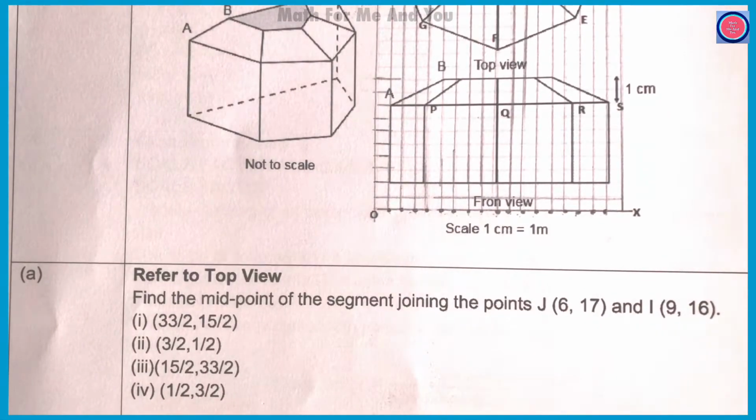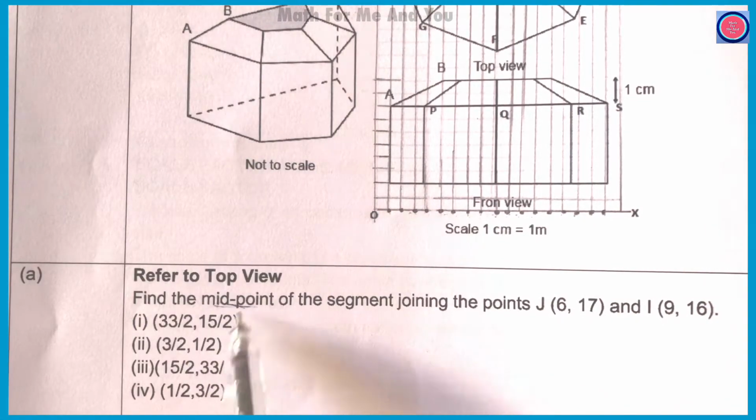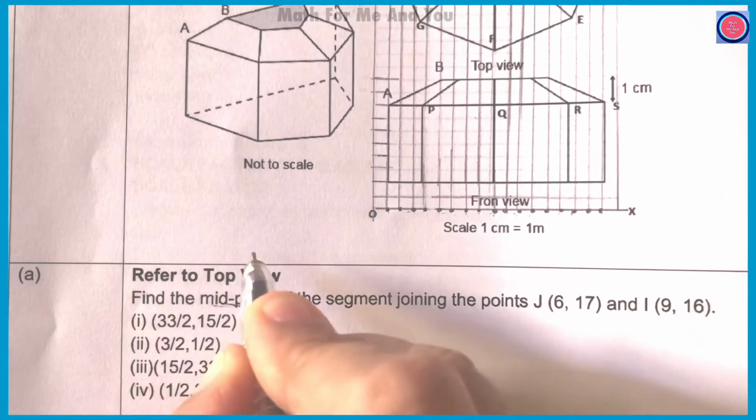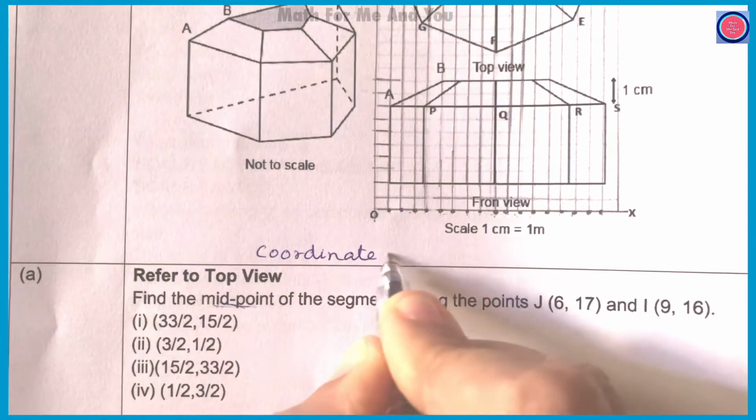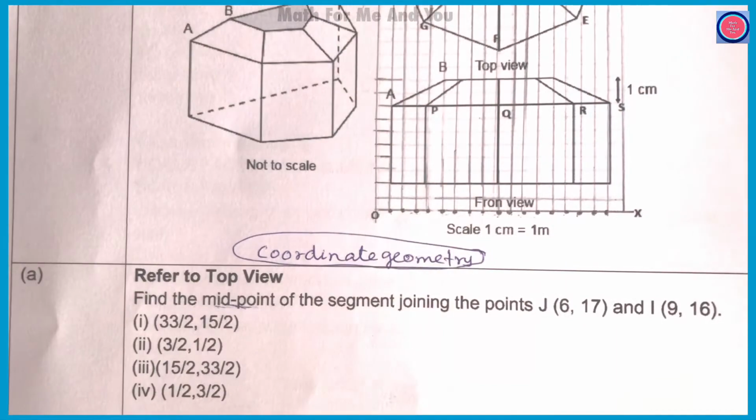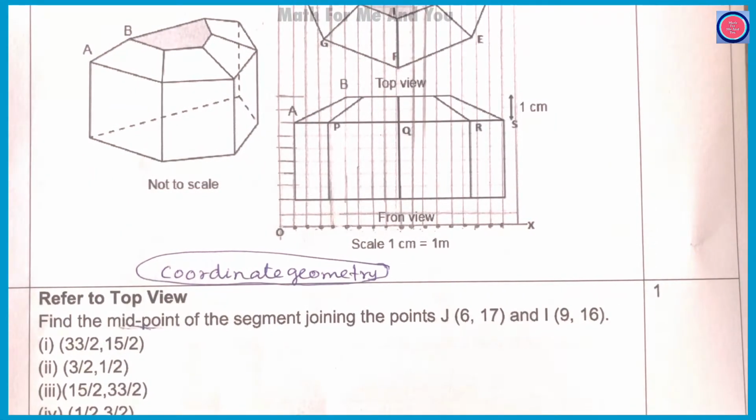The first question is to find the midpoint. See the word midpoint. That means this case study question is coming from the chapter coordinate geometry. In that chapter we have practiced how to find the distance, how to find the midpoint, and how to use the section formula. So we are going to answer the questions based on coordinate geometry. Here we have to find the midpoint. Without looking at the diagram, we can find the midpoint of any two points. So we have to use the midpoint formula.